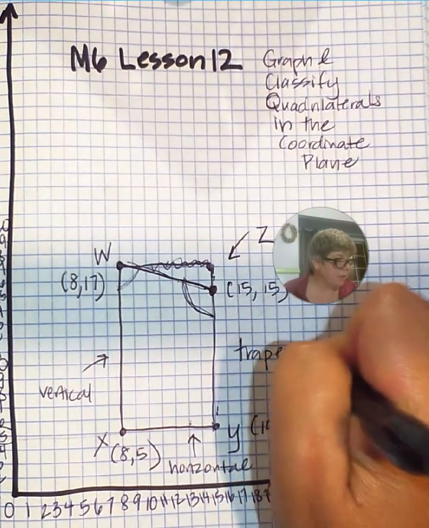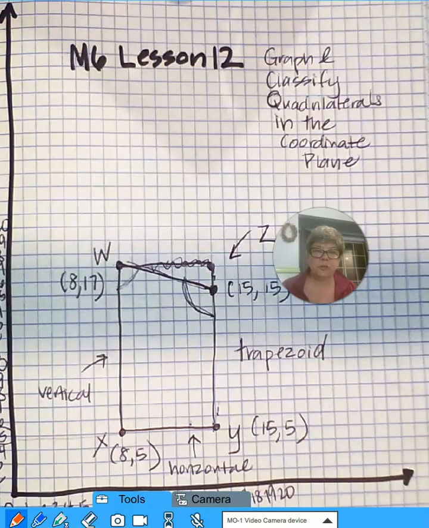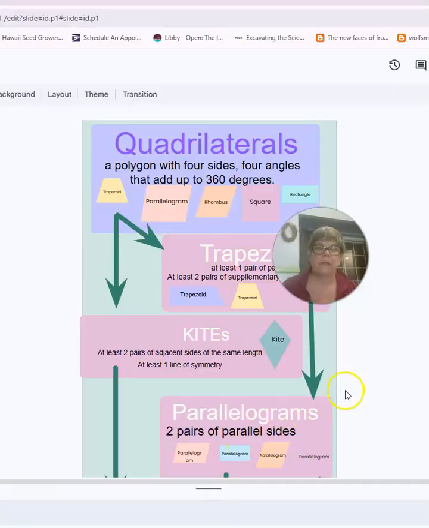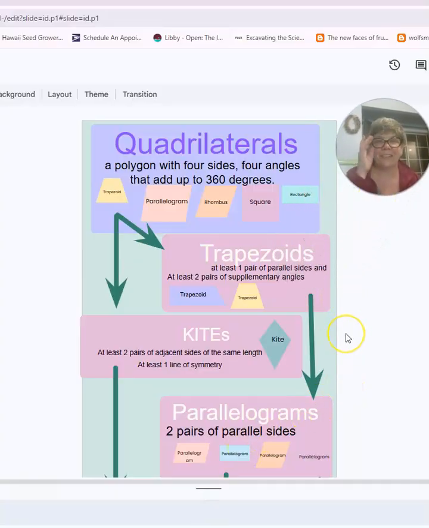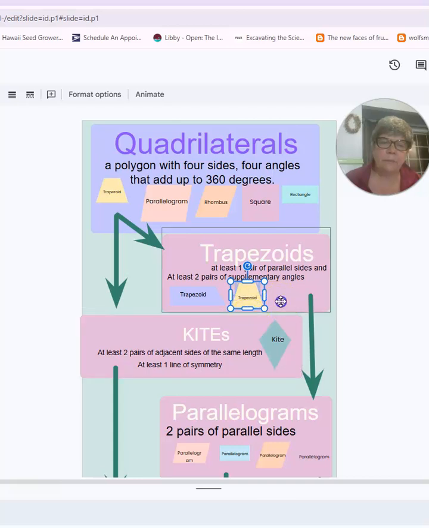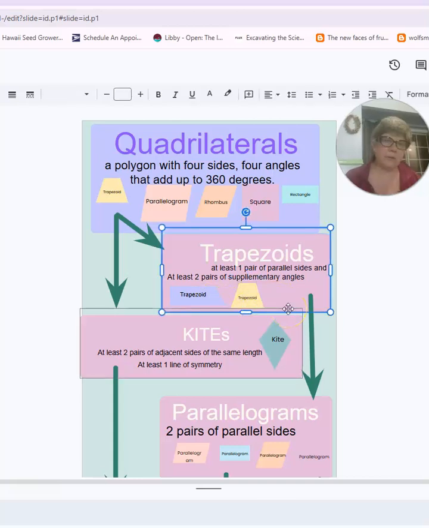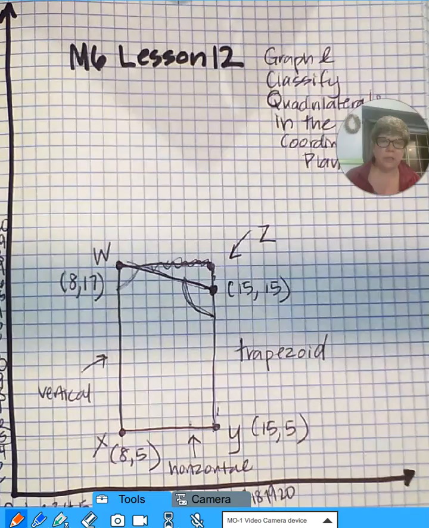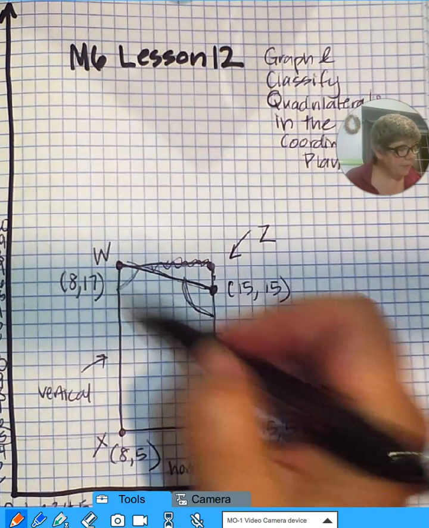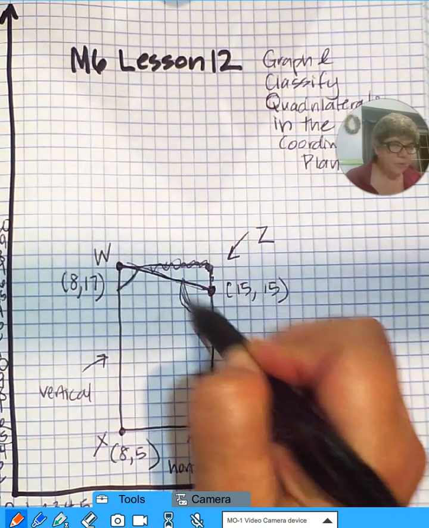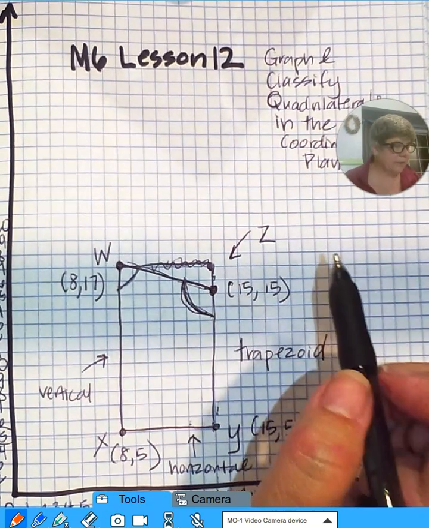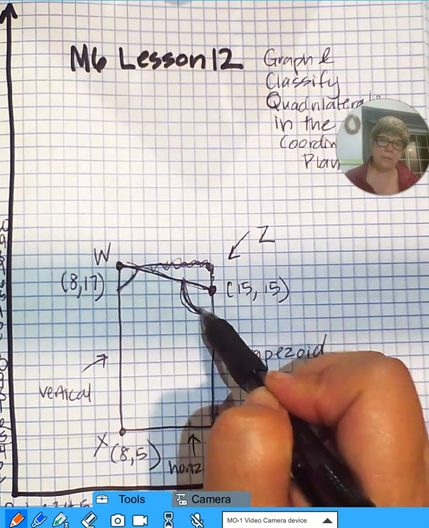All right, and let's look back at our quadrilateral hierarchy. A trapezoid has at least one pair of parallel sides and at least two pairs of supplementary angles. So you can see, right, one pair of parallel sides, top and bottom, and supplementary angles. If we go back to our picture, that means that these two angles will fit together to make 180 degrees. So acute and obtuse, and they would actually fit together.